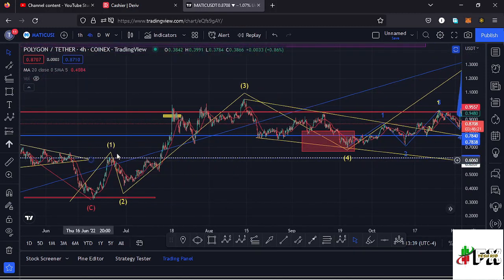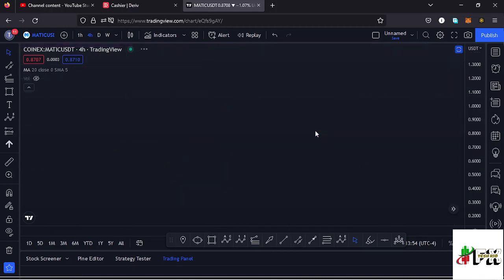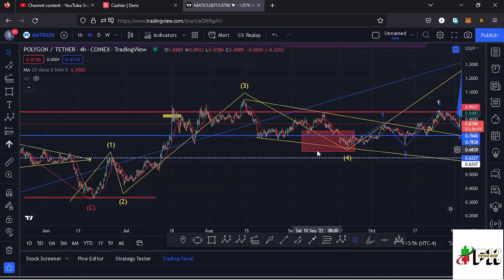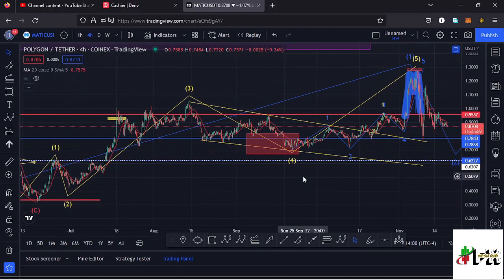Then after making the high, we saw a bit of a retracement in the formation of a wave 2, continued pushing higher in the formation of a wave 3, making its peak at around the $1.06 mark. After seeing the wave 3, we saw a very nice retracement in the formation of a wave 4, which I expected to retrace within this red target area, which perfectly lies between the $0.81 mark and the $0.66 mark.